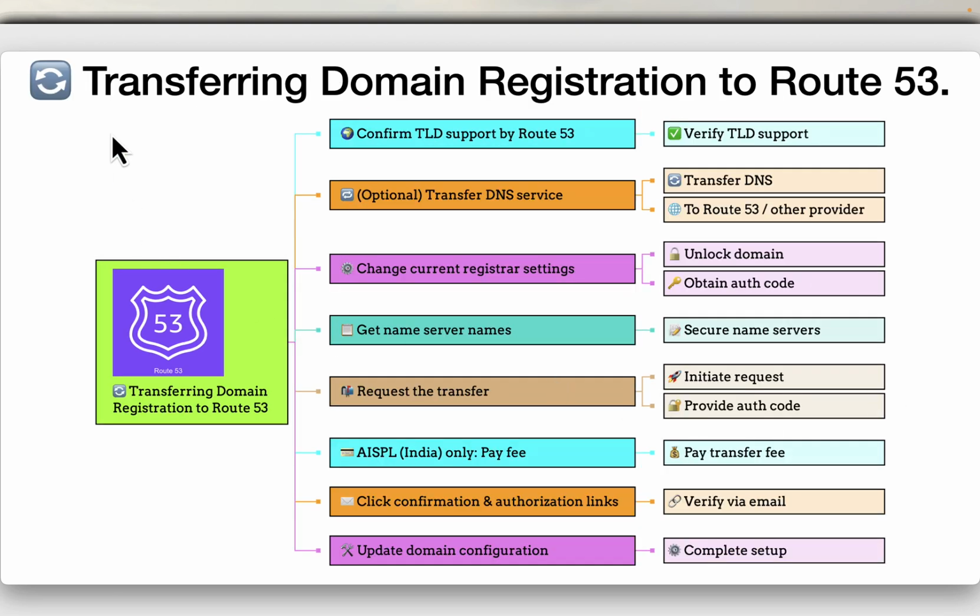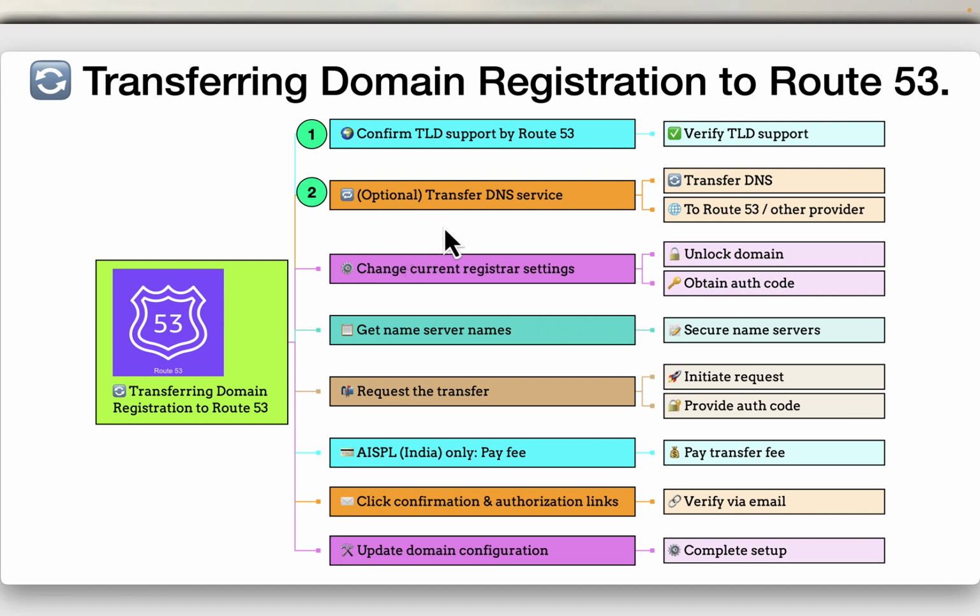Okay, now if you want to transfer domain registration to Route 53 from some other domain service provider, so first, confirm TLD support by Route 53. So first verify that Amazon Route 53 supports the top level domain of the domain you wish to transfer. So in some cases the TLD, for example .com, or it's not .com, it's like .something, may not be supported by Route 53.